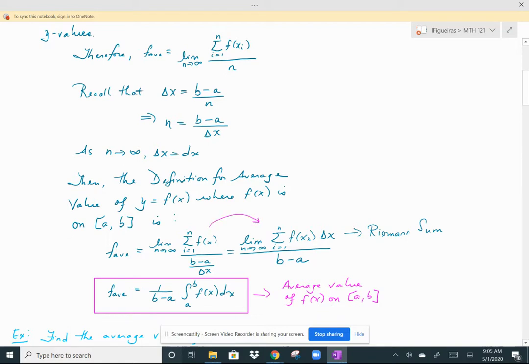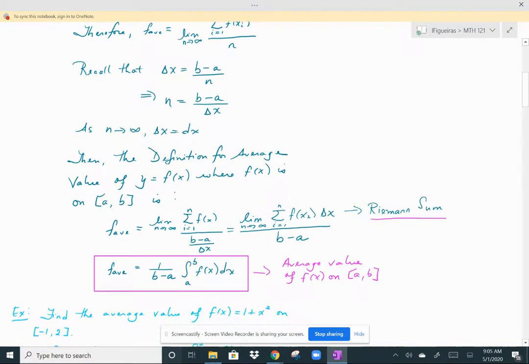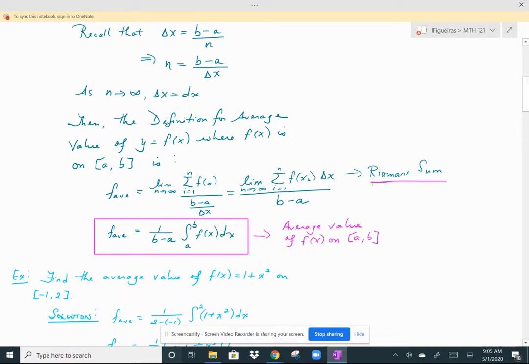I have the limit as n approaches infinity of the sum of f of x sub i times delta x over b minus a. But the numerator is my Riemann sum. And remember, my Riemann sum is the definite integral. So if I replace this with the definite integral, you get that your average value is what you see here in this pink box. It's 1 over b minus a times the integral from a to b of f of x dx. And so that's a definition that you would want to memorize.